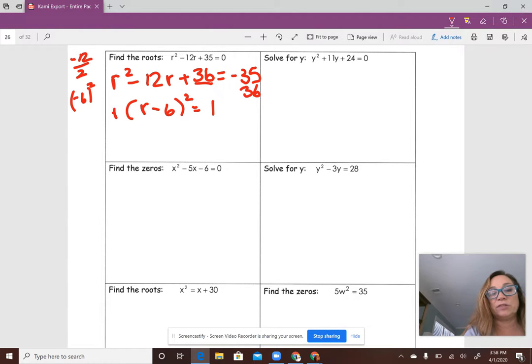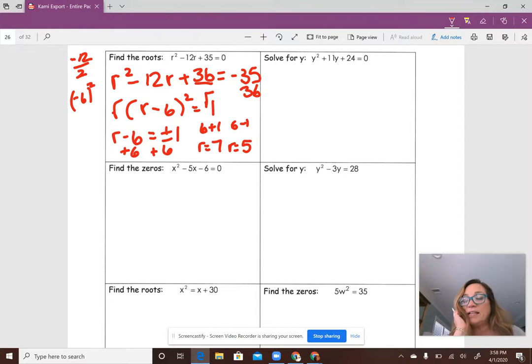Okay, so then you take the square root of both sides. That gives you r minus 6 equals plus or minus 1. Add 6 to both sides, and that gives you 6 plus 1, which makes 7. And that gives you 6 minus 1, which makes 5. Okay, and that does show you that you could have factored that, but I did want to show you using completing the square. Okay, I'm going to factor this one.